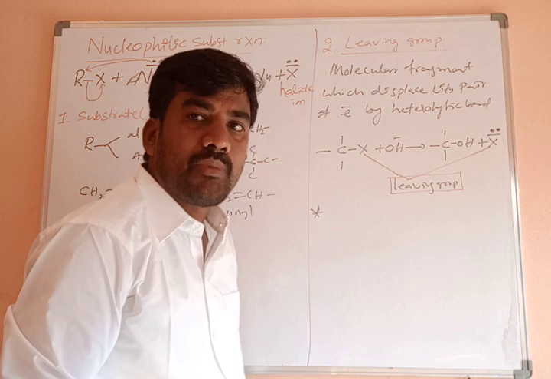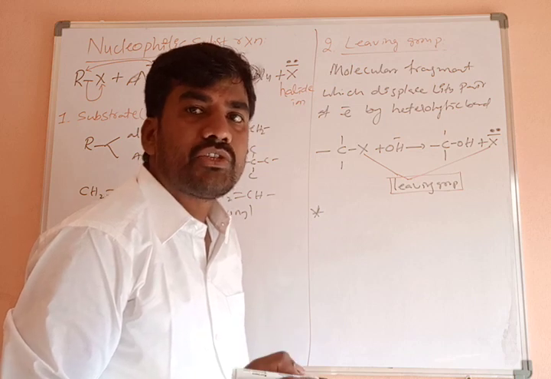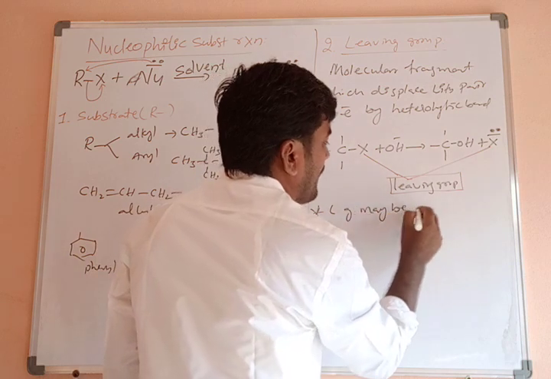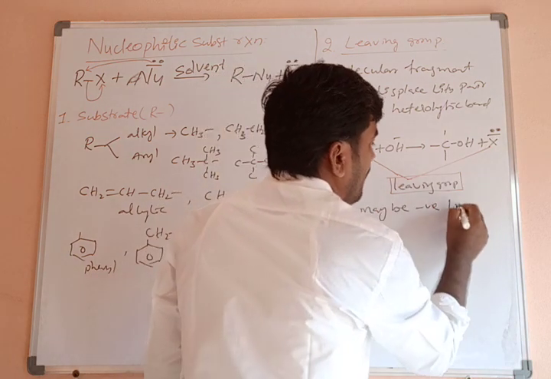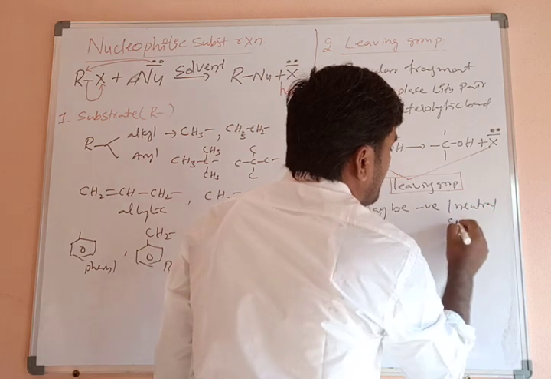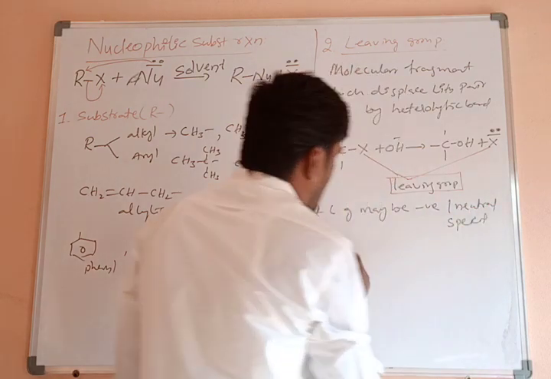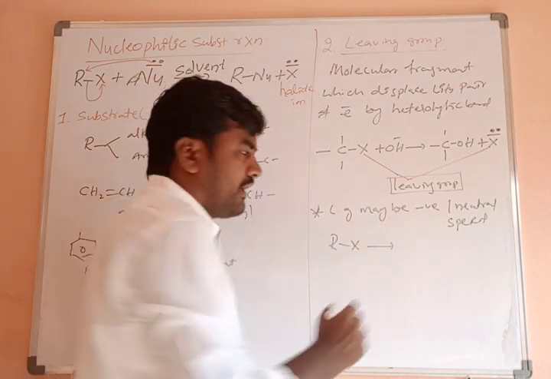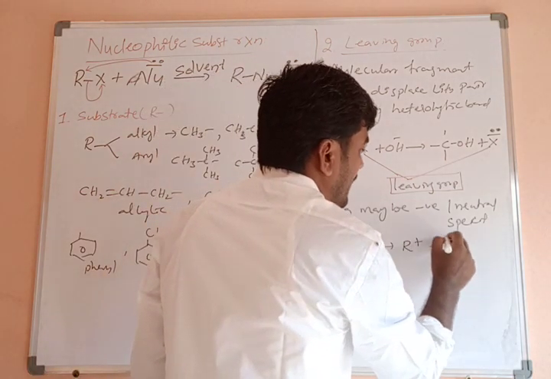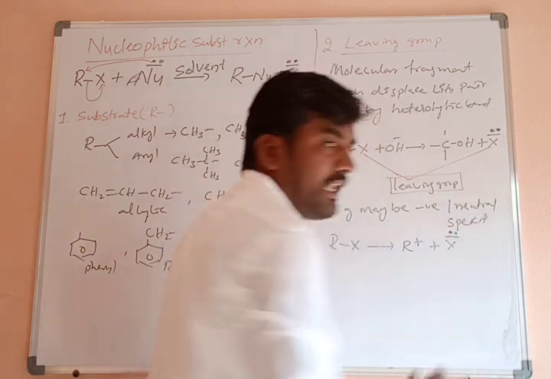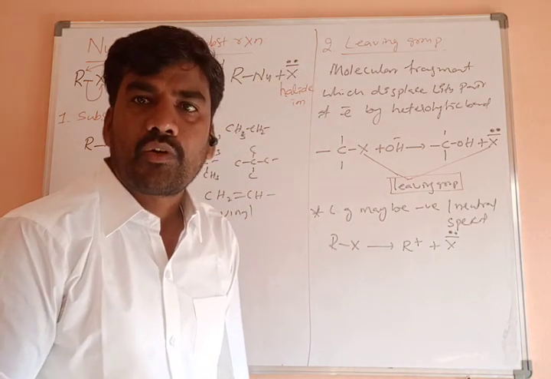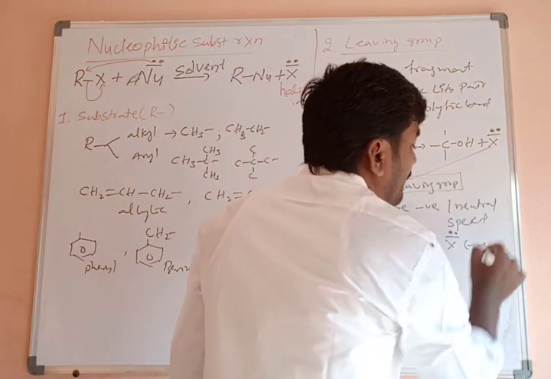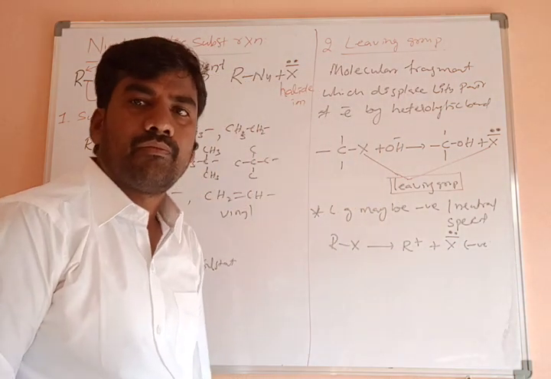These leaving groups may be neutral or negatively charged species. For example, when alkyl halides undergo nucleophilic substitution reaction, we will get R plus X minus. What is X minus here? A leaving group. It leaves with a pair of electrons, so it has a negative charge. This is a negatively charged leaving group.